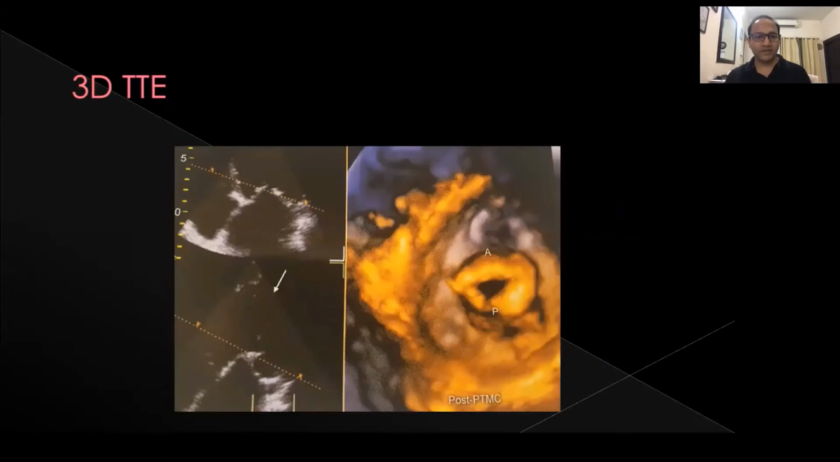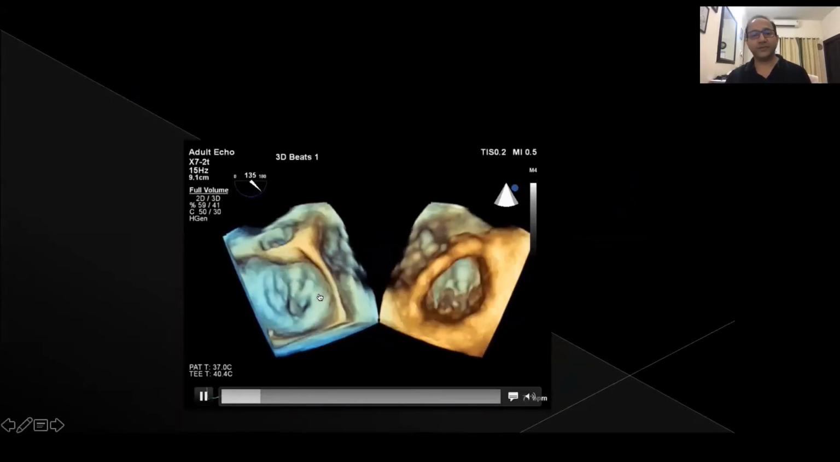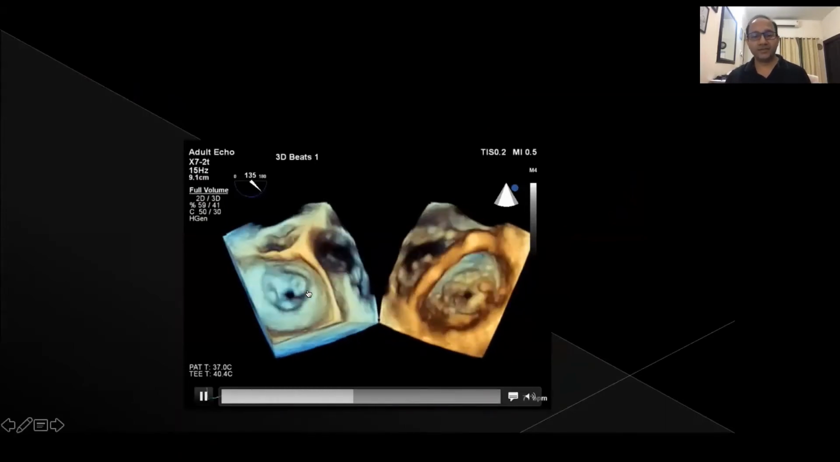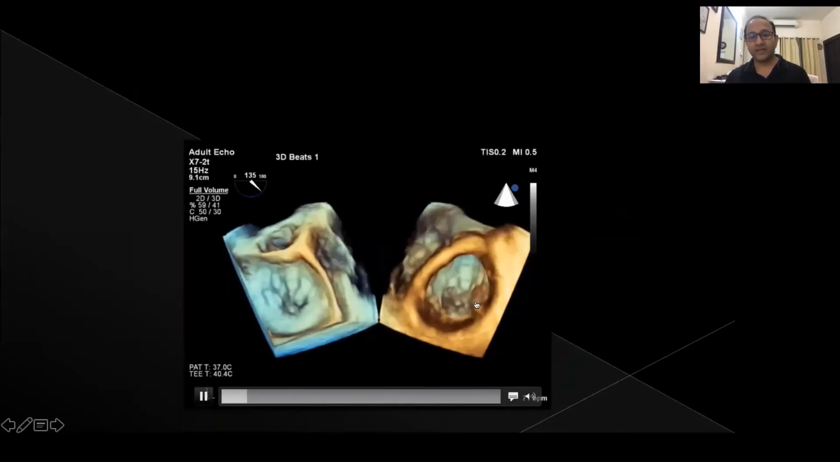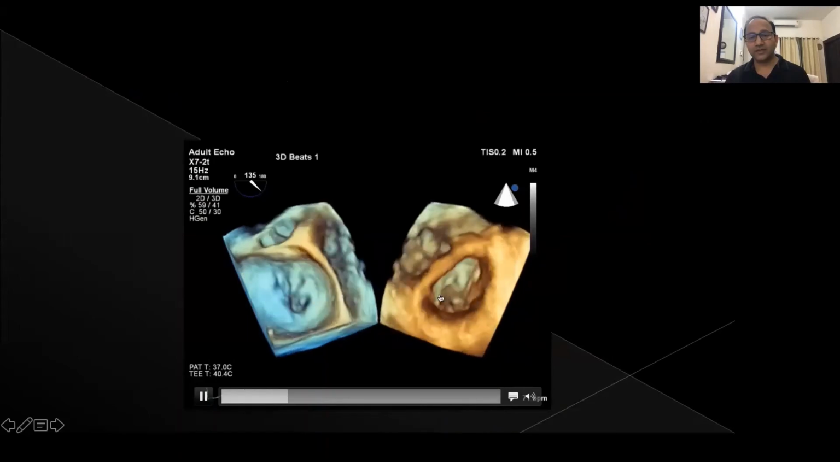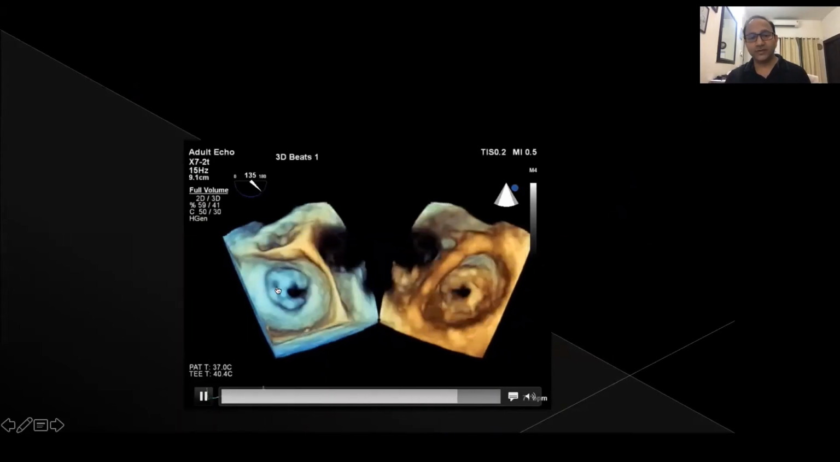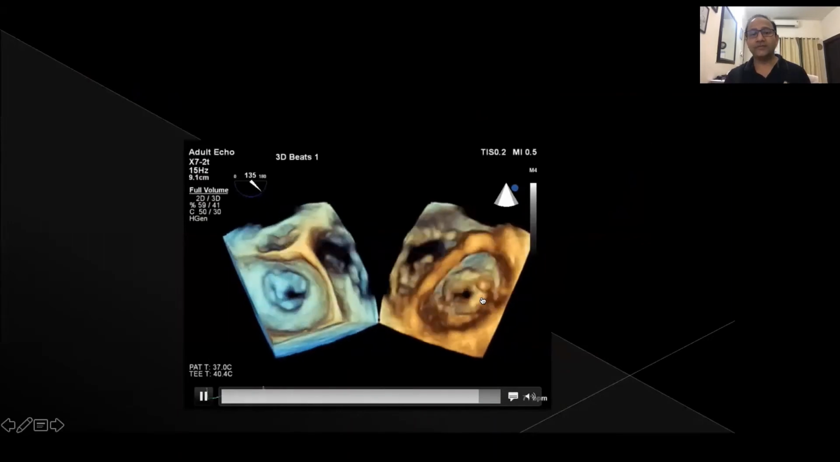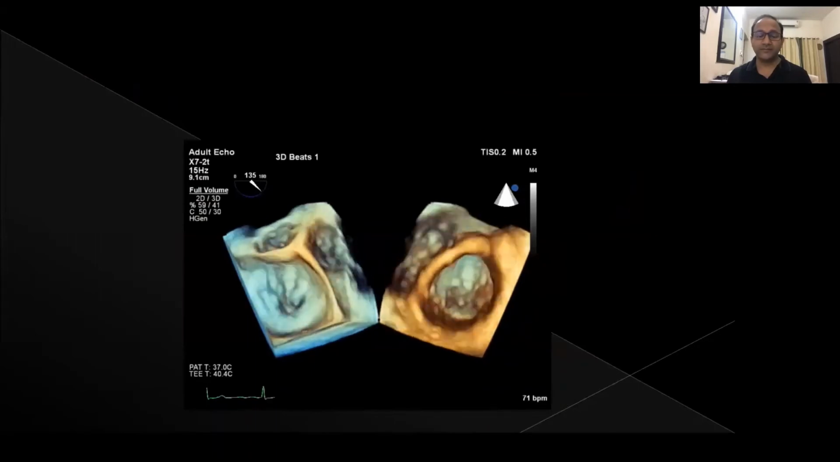Of course, 3D has come up in a big way. Most of us are doing 3D, and look at the beauty of 3D. This is a flip switch in your machines. So this is from the LA side. This is from the LV side. You can see a lot of chordae thickening here. The mitral commissures are fused, look at the commissures which are fused here. So 3D gives you a very good idea about the morphology of what is happening.